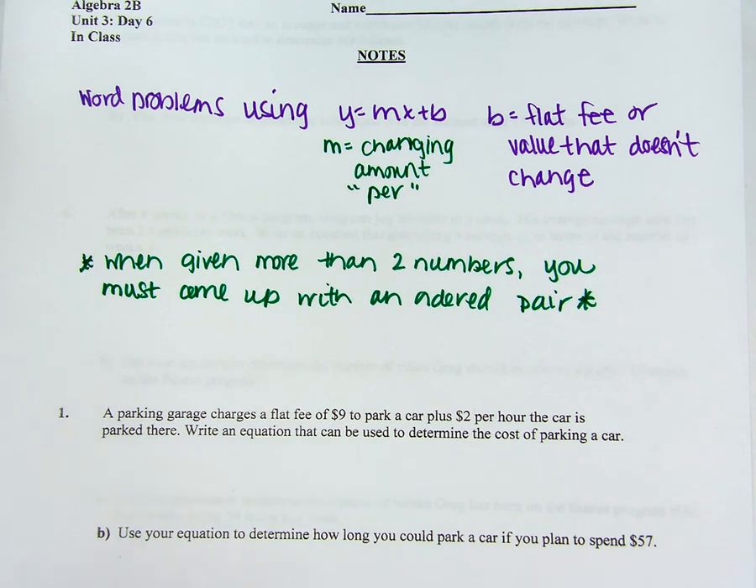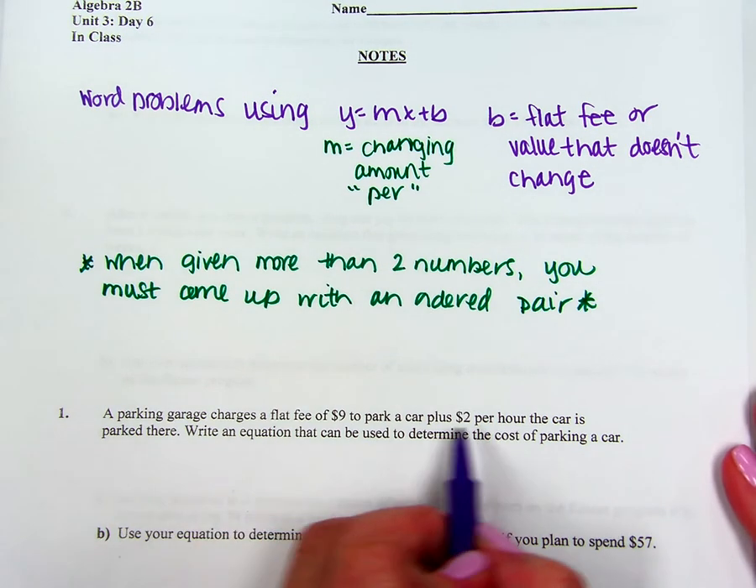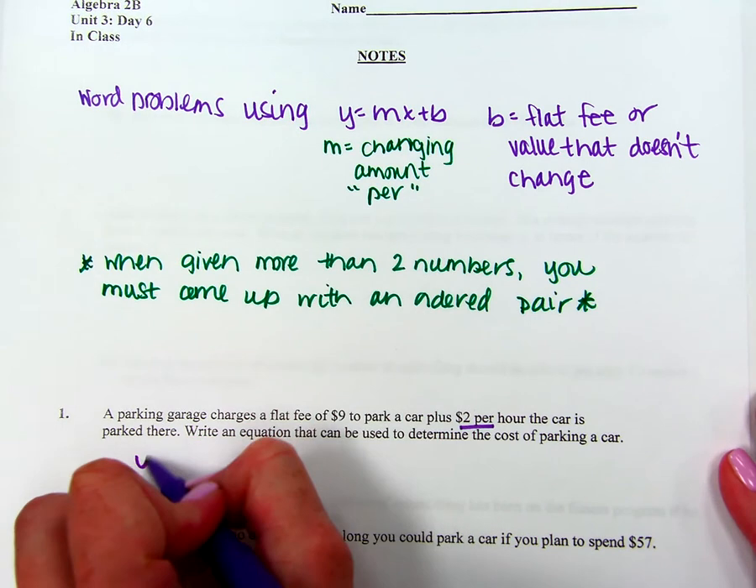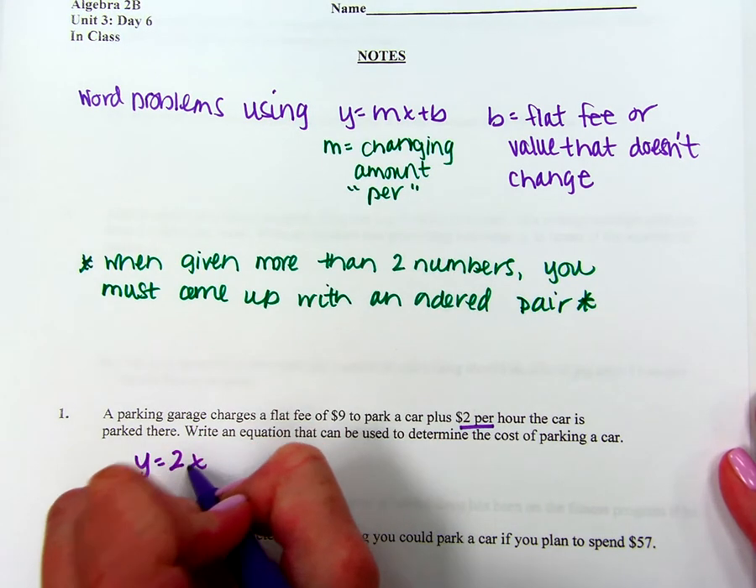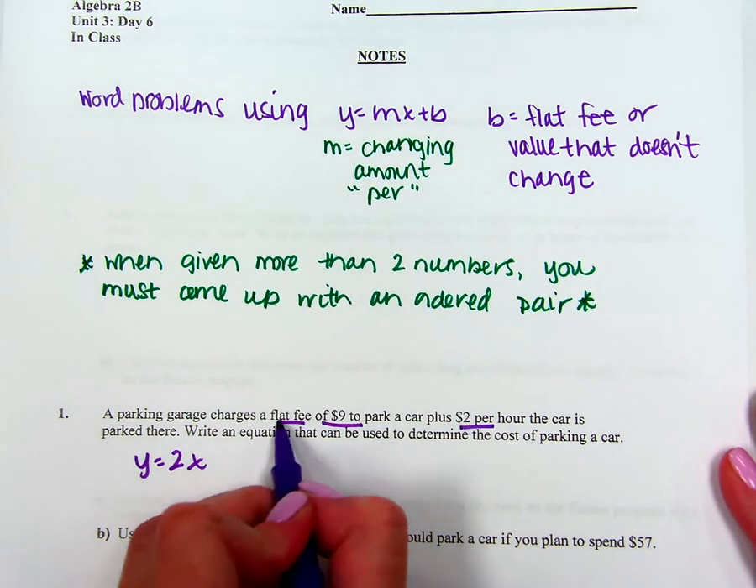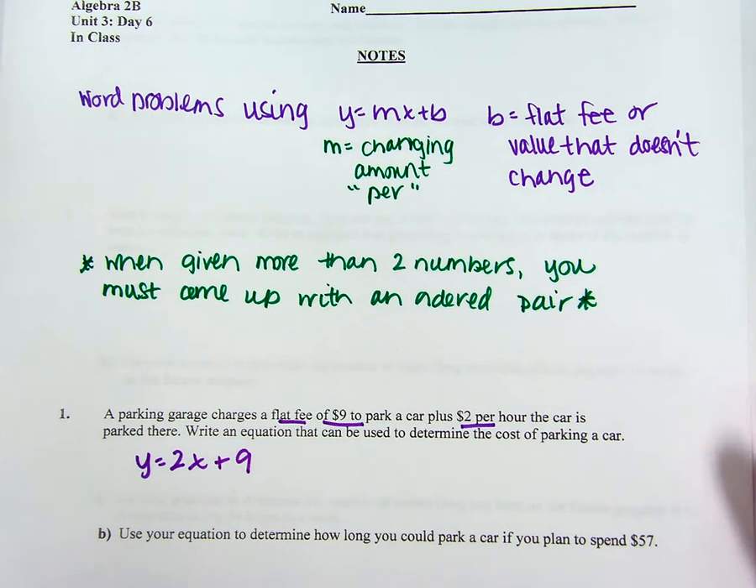So for number one, it says a parking garage charges a flat fee of $9 to park a car plus $2 per hour the car is parked there. So write an equation that can be used to determine the cost of the parked car. So right there we have that keyword per. So per tells us that's going to be our m. So y = 2x. And then our flat fee of $9. So y = 2x + 9. So that's all we need to do for our equation there.